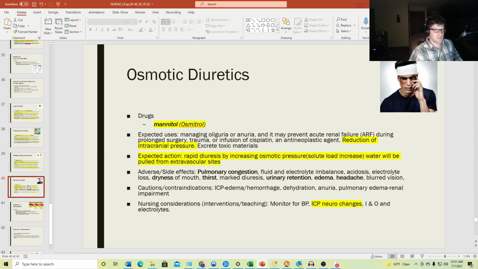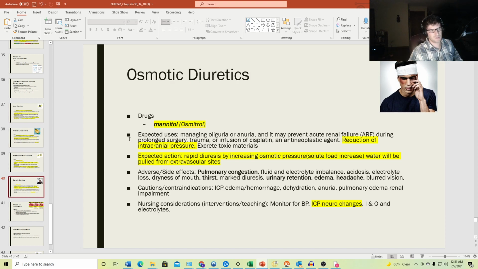And then here's the last one, an osmotic diuretic, mannitol. So really the only one thing that was mentioned for mannitol is reduction of intracranial pressure. So if somebody's had a head injury and they've got swelling on their brain, like this dude over here, it's going to help drain those fluids out and get rid of them. But I'll go ahead and read the whole expected use.